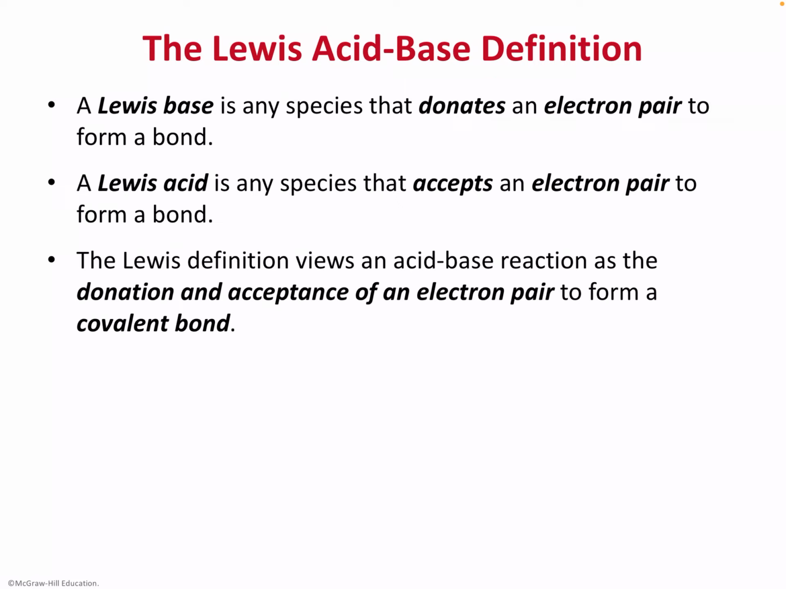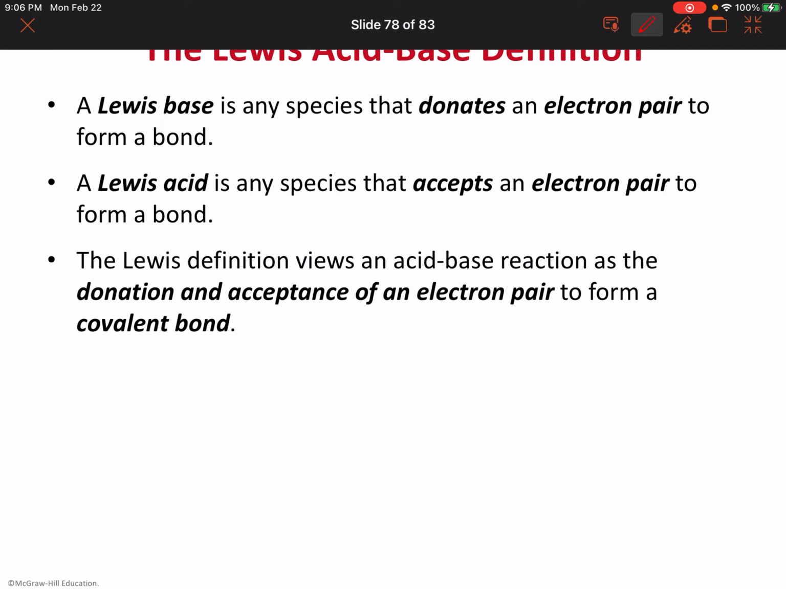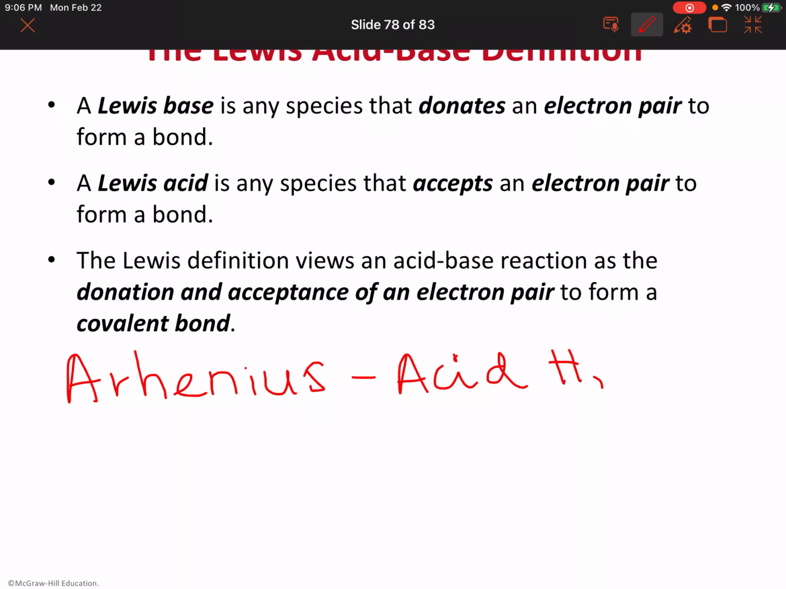Now, so far we've talked about two types of definitions of acids and bases. The first one that we learned is the Arrhenius acid-base concept. In there, an acid is something that has hydrogen ions, and a base is something that has hydroxide ions. That is the Arrhenius acid-base concept. An acid should have hydrogen in it, and a base should have an OH in it.